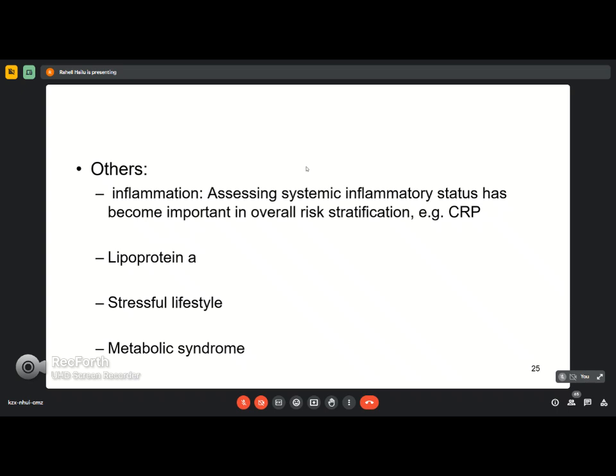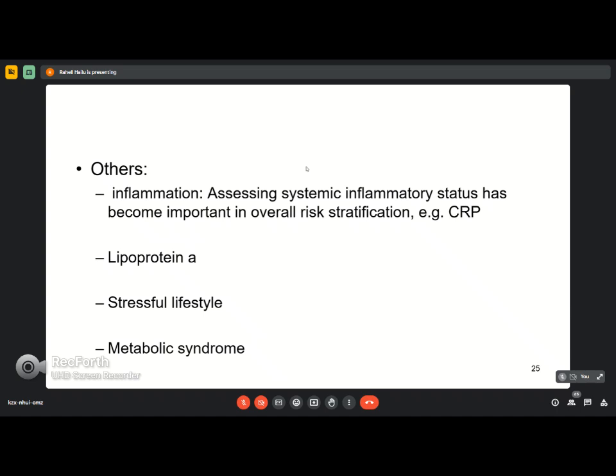The other is lipoprotein A. The lipids that are the culprits in the formation of atherosclerotic plaques are those cholesterols, the low density lipoproteins and the high density lipoproteins. Low density lipoproteins are those that are deposited within the tissue. So a higher level of LDL usually predicts a higher risk of atherosclerotic formation. Lipoprotein A is a kind of special type of protein.